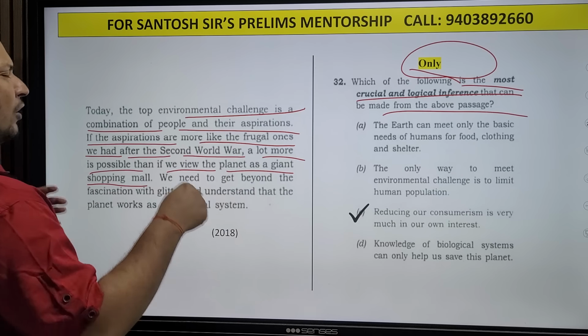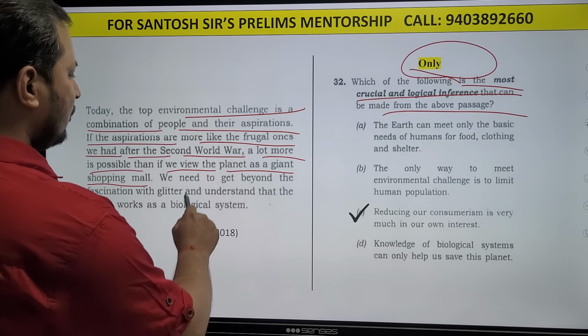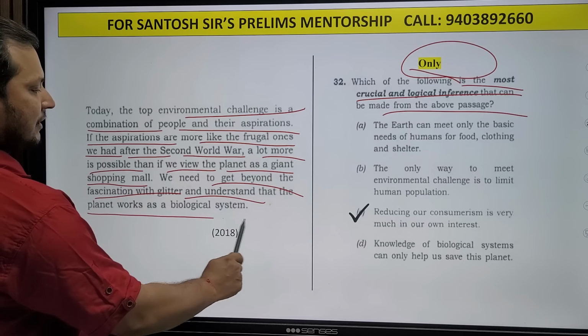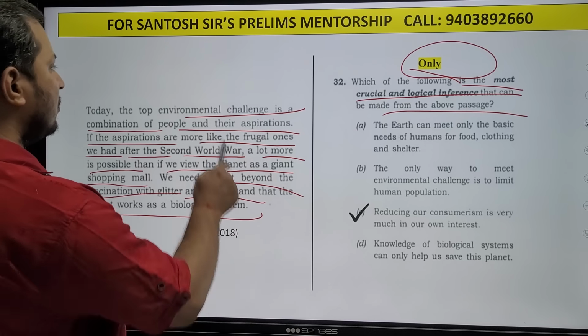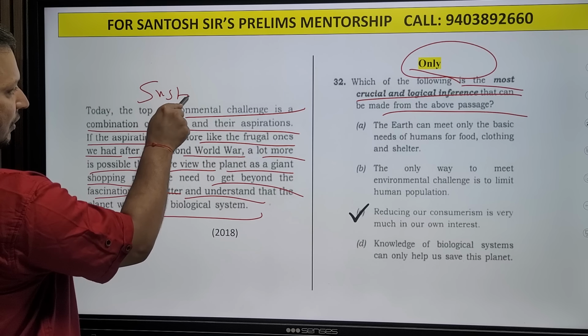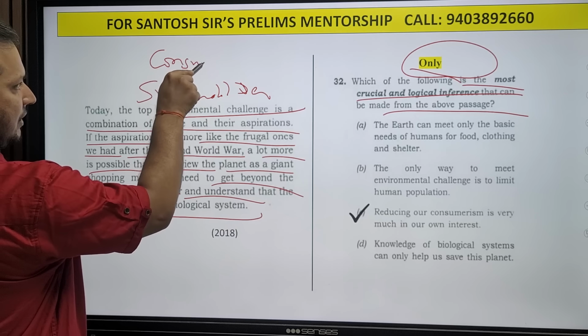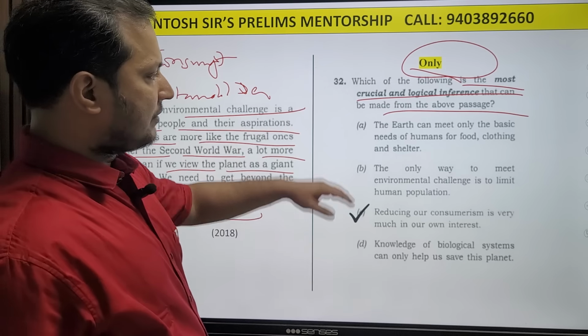So basically, it's about how we are exploiting the planet. We need to get beyond fascination with glitter and understand that the planet works as a biological system. Basically, it's about sustainable development, the consumption culture. Now let us read the options.